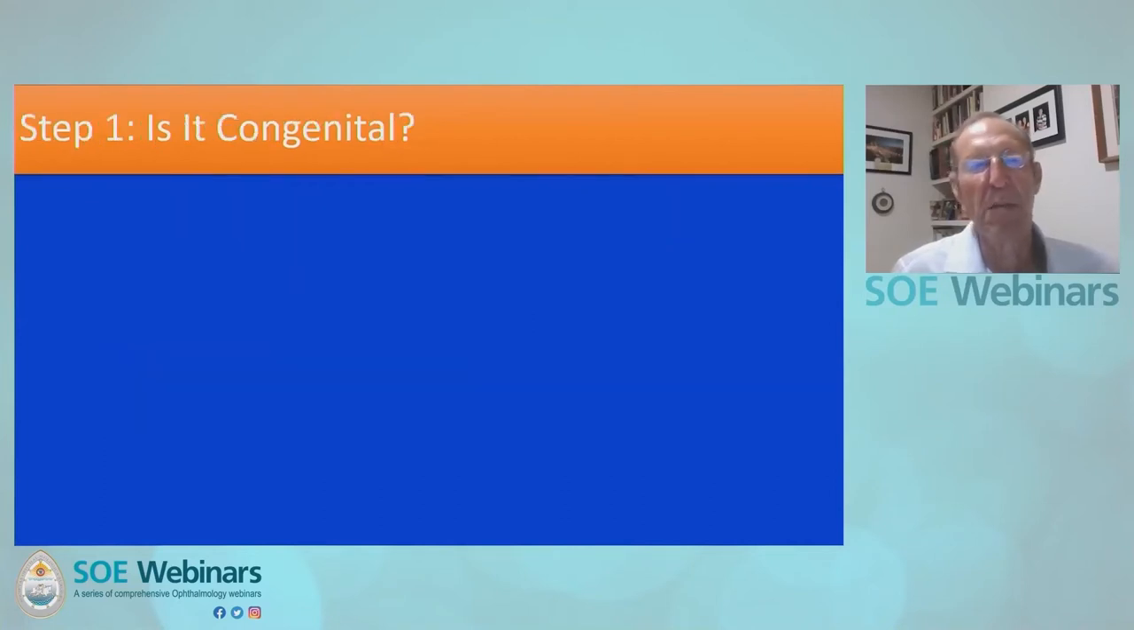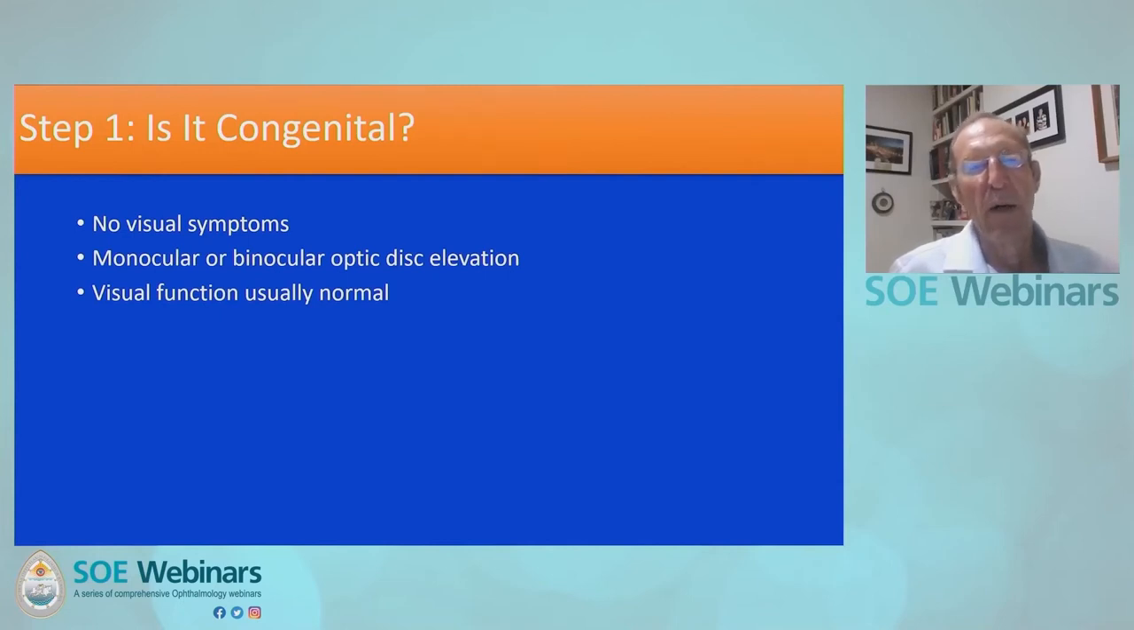All right, with those terms in mind, let's get to the first step of the analysis. And obviously the first step is whether or not the optic disc elevation is congenital, because if it is, clearly the workup is going to be very much different. What you know and what I know about congenital optic disc elevation is that the patient typically has no visual symptoms. And this is a finding that is made incidentally in your office. The patient can have monocular or binocular optic disc elevation, and visual function will usually be normal. That is not always true, and you know the major exception here is optic disc drusen, which can be very important in damaging visual function. But the general rule is visual function will usually be normal.